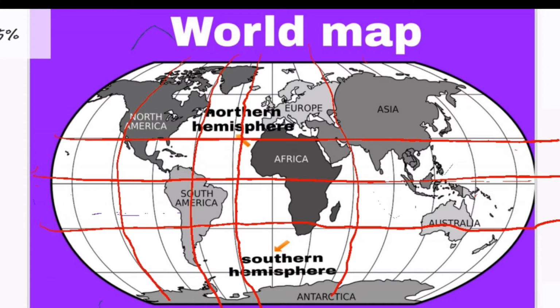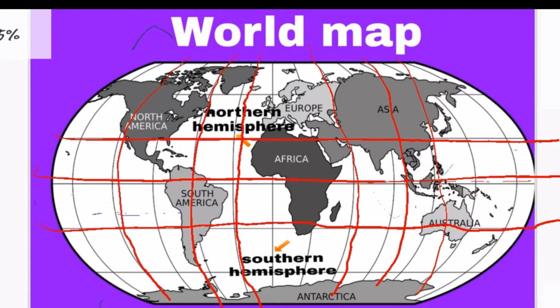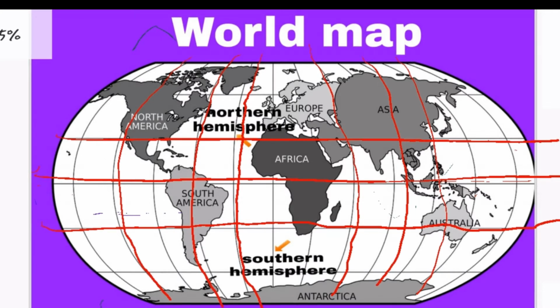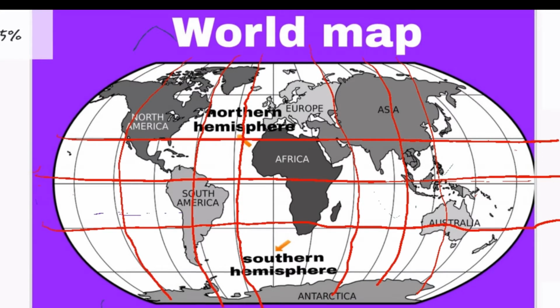So these lines are vertical lines. Here these latitudes show us place as well as temperature. We can find the temperature and place or location on the earth through the latitudes.